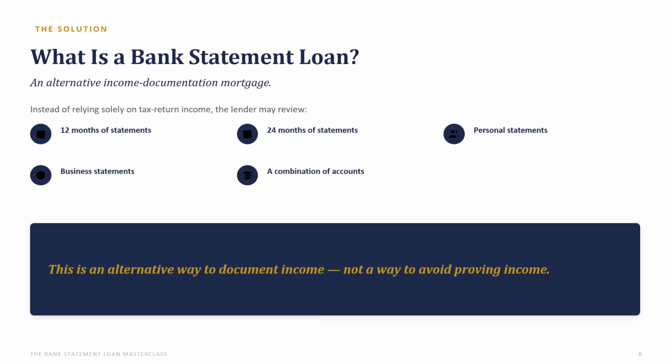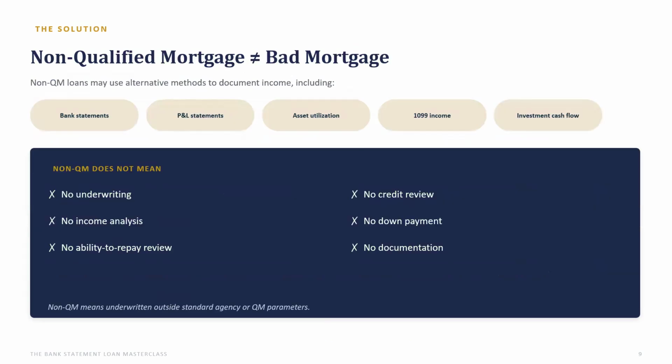What's a bank statement loan? It's an alternative income documentation mortgage. Instead of relying solely on tax return income, the lender may review 12 months or 24 months of bank statements: personal statements, business statements, or a combination of accounts. There's no way to avoid proving income. It's just an alternative way to document it. Non-qualified mortgage, bad mortgage? Not true. It's not subprime. It's not 2005.